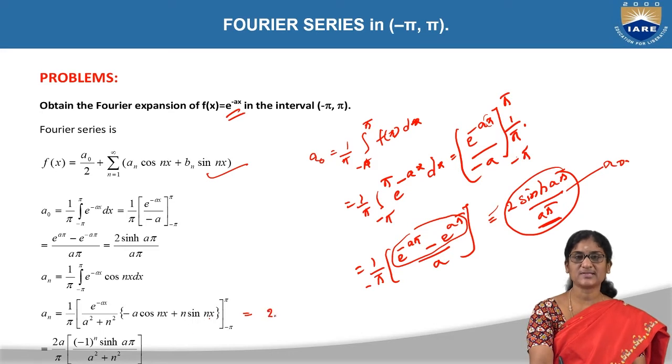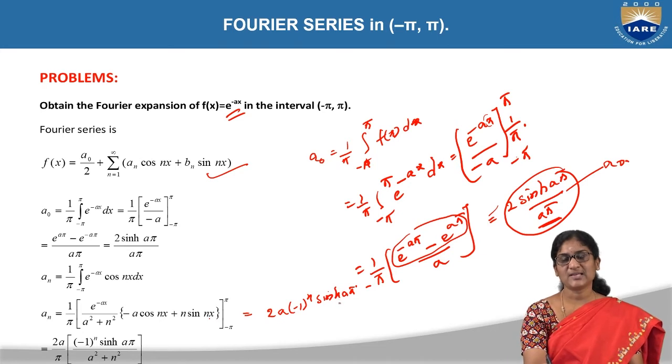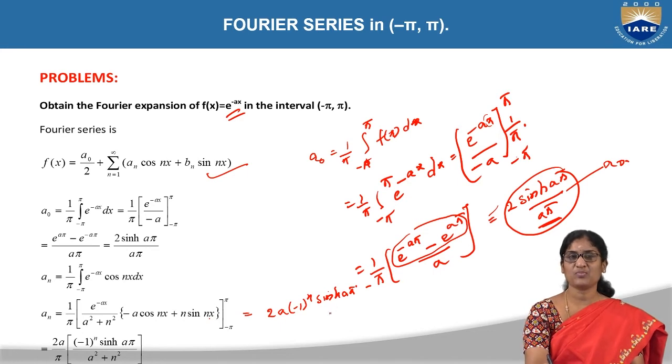So we are going to get it as (2a minus 1)^n into sinh. Again we are converting, because we will get e^(aπ) minus e^(−aπ), which can be written as 2 sinh(aπ), converted as a hyperbolic function, divided by π into (a² plus n²). So this is what I got here, and this is the value of an.